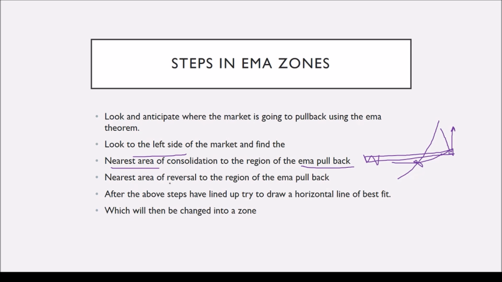So the nearest area of reversal to the region of the EMA pullback is the one that we will be looking for. After the above steps have lined up, try to draw a horizontal line of best fit, which will then be changed into a zone. I will show you how to draw the zone.